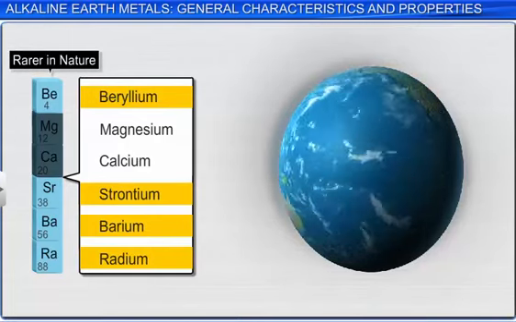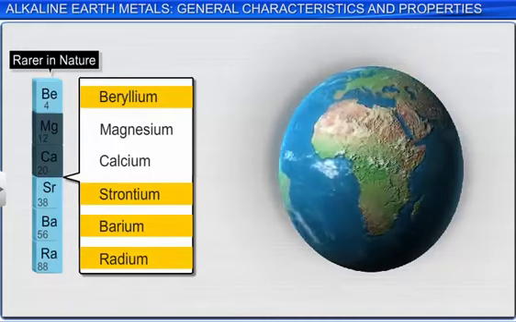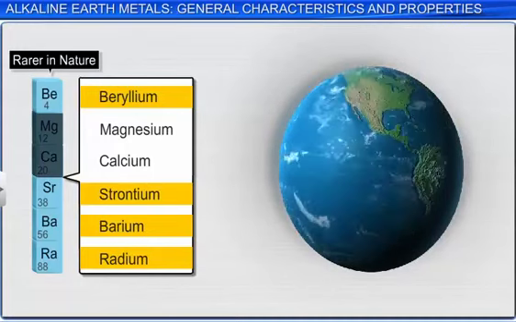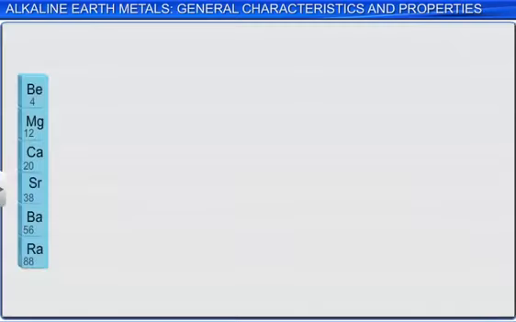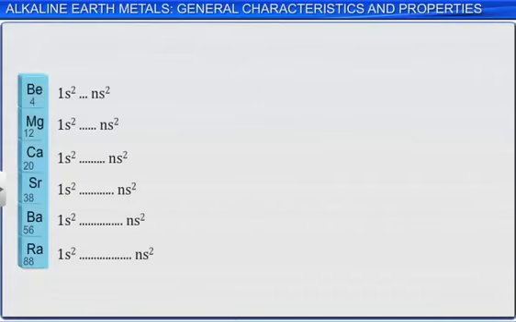The alkaline earth metals have similar properties because of their related electron configurations. Since they all have 2 valence electrons, they form cations with a charge of +2.